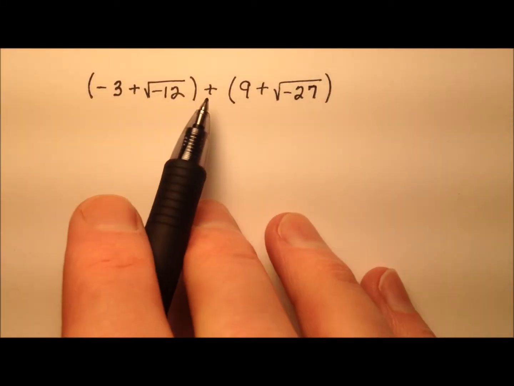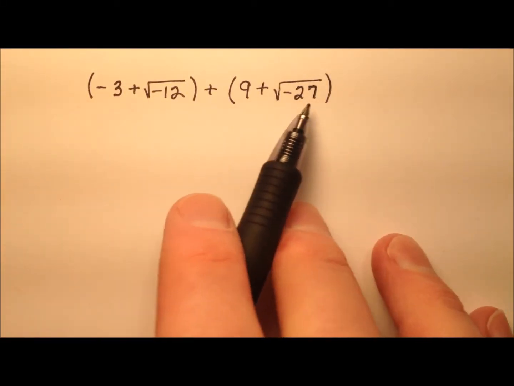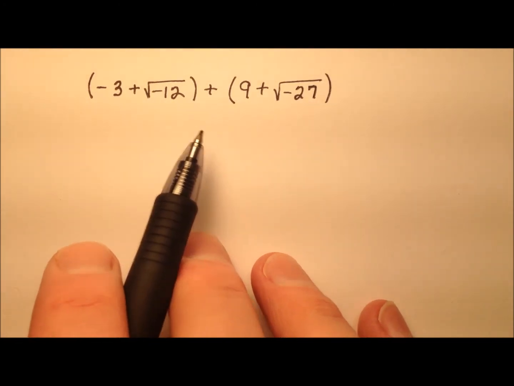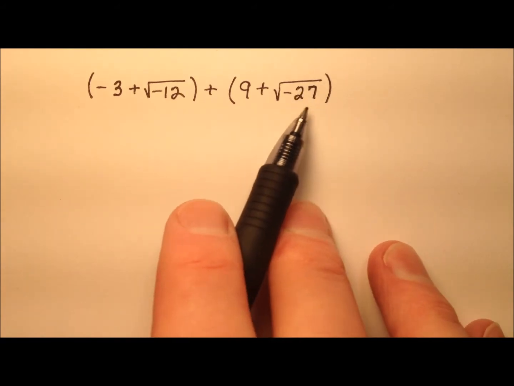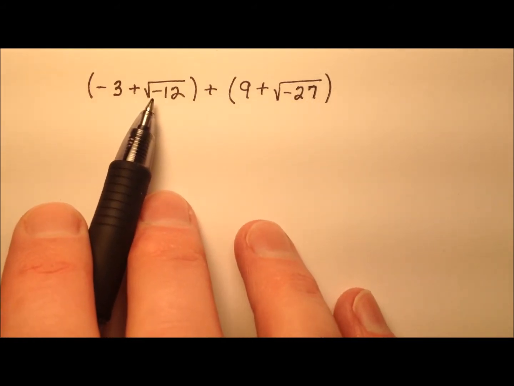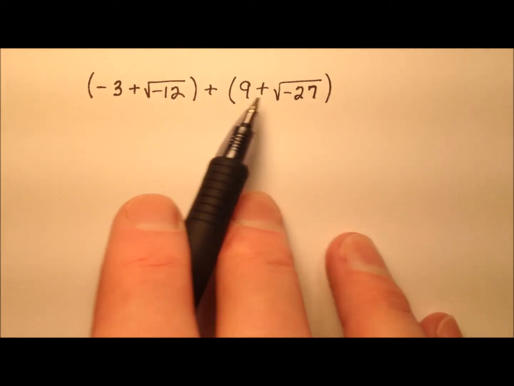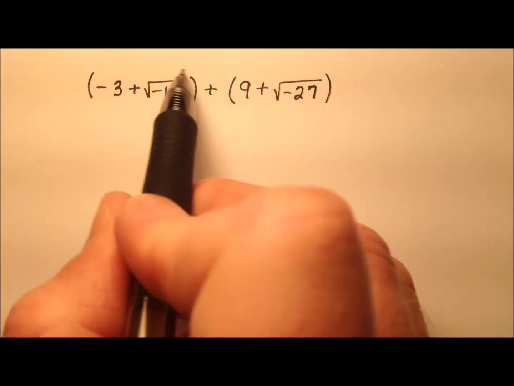In this example, we're going to add these two complex numbers together and then write their sum in standard form. So the first thing I notice is that we have square roots here, and of course there is a negative underneath the square root. So we're going to have to simplify those. So let's go ahead and take a look at the first one.